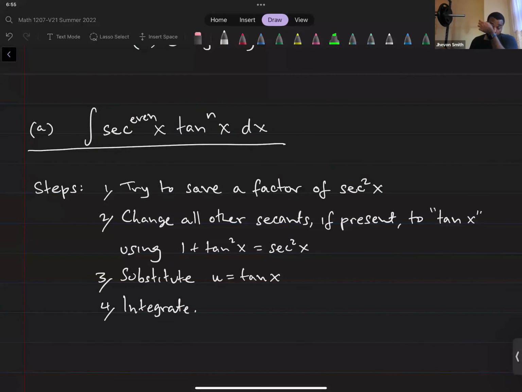So, of course, in the event that you don't have any other secants present, you just have a secant squared, that's a basic rule. So we don't need this to think of this scenario. But in the event that you do have other secants, you're going to try to change them all to tangents, because u equals tangent is going to give you that secant squared x as a du. And so you can actually move forward there. And it's going to look more algebraic-ish in nature. So let's actually do some examples.